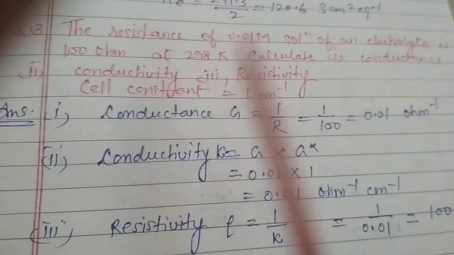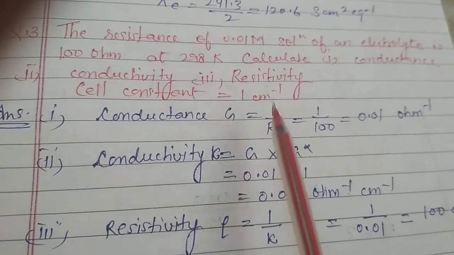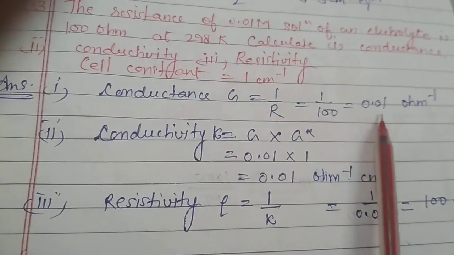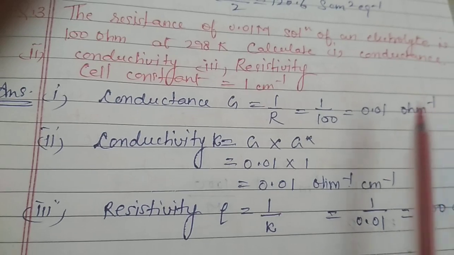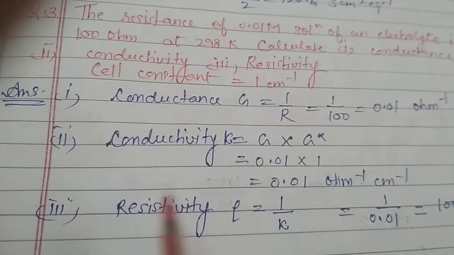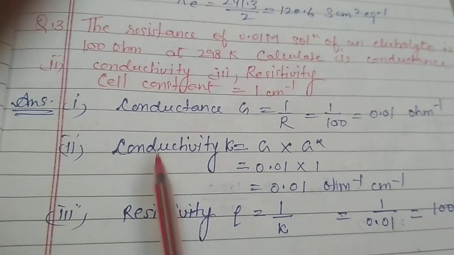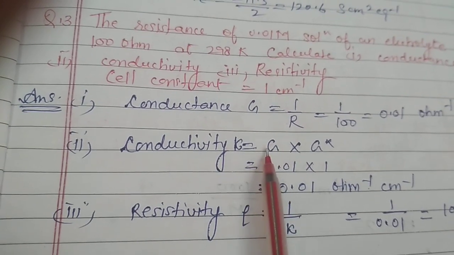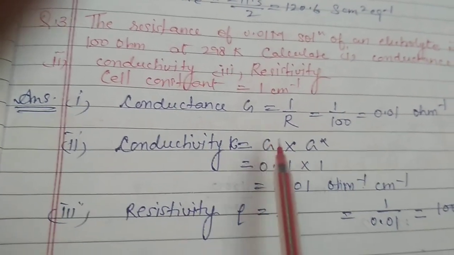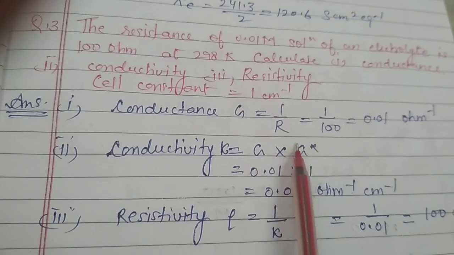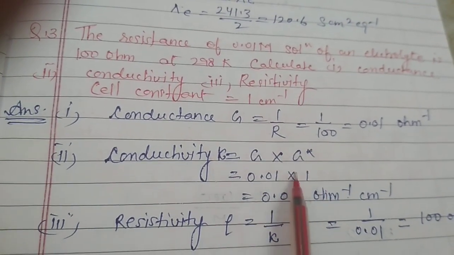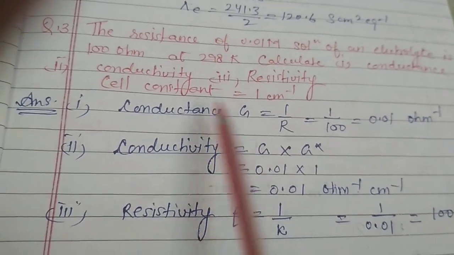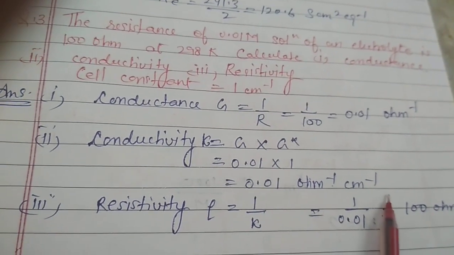We are to find out the conductance, and we know the conductance is the reciprocal of resistance. Resistance is given to us, that is 100 ohm. So G is equal to 1 upon R, 1 upon 100 would be equal to 0.01 ohm inverse. We have to remember the formula as well as the units. Now we have to calculate the conductivity. We know the conductivity, kappa, is equal to G into G star. G means conductance and G star is cell constant. G's value we have found out, and G star is given as 1 centimeter inverse here. So it would be the same as the conductance, but the unit would be different now, ohm inverse centimeter inverse.